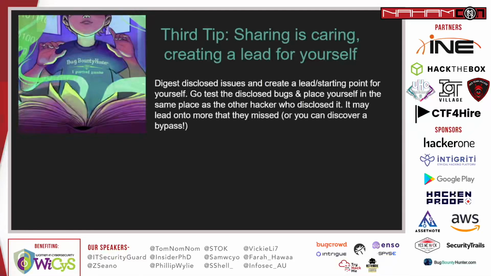And not all write-ups have good information, because some write-ups are just a basic summary and don't have a lot. But some write-ups are gold, so much information, and they can help you find bugs. So just digest the disclosed issues, and you can create a lead and a starting point for yourself. You literally can go test the disclosed bugs and place yourself in the same place as the other hacker. Find that request that they've talked about, or potentially they haven't spoken about it, but they've spoken about a certain feature. Go find that request. Go find how it's been fixed, because potentially you might find a way around it. You might find a bypass.